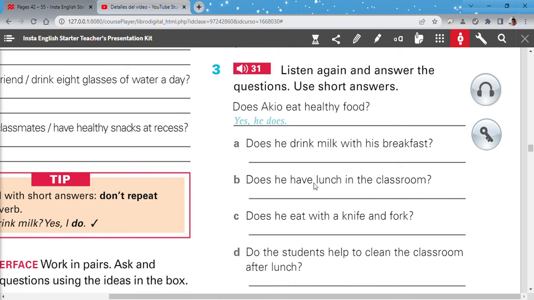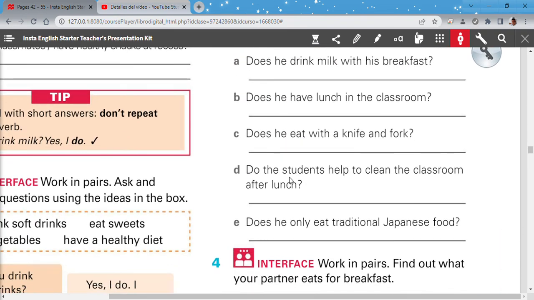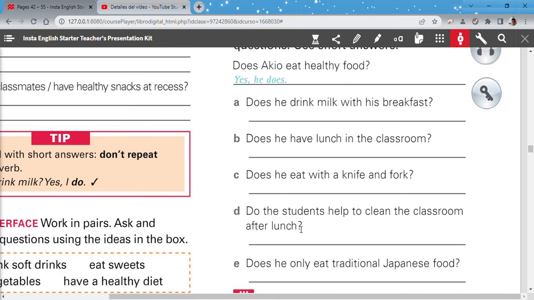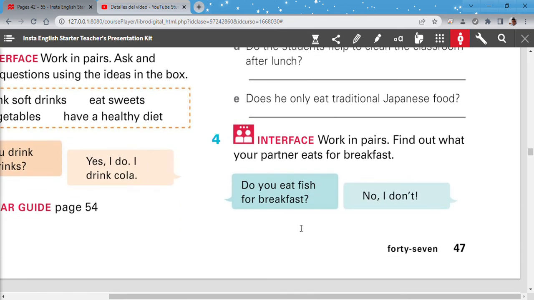Does he have lunch in the classroom? He said yes, he does, and some friends go to the canteen. Does he eat with a knife or fork? No, he doesn't. He eats with chopsticks. Do the students help to clean the classroom after lunch? Yes, they do. Does he only eat traditional Japanese food? No, he doesn't. He also eats Pizza Hut and McDonald's. He said it's delicious.